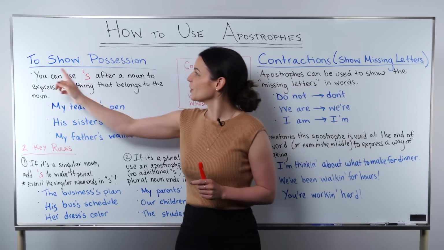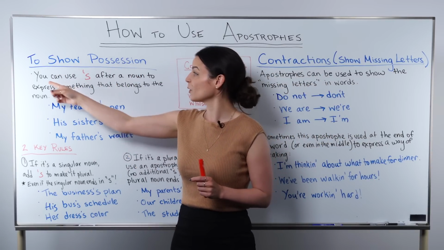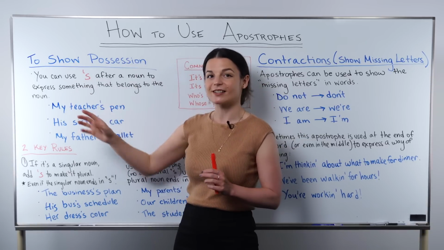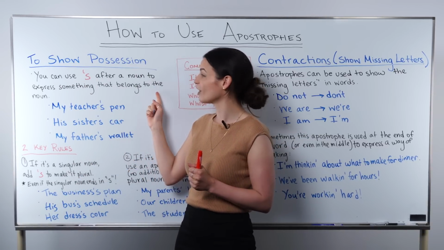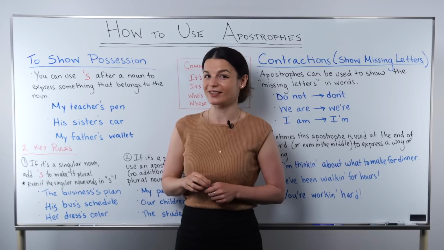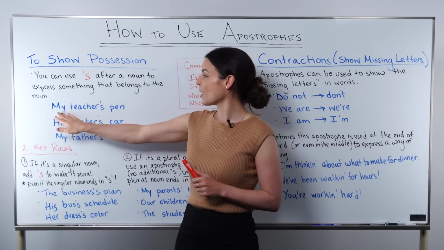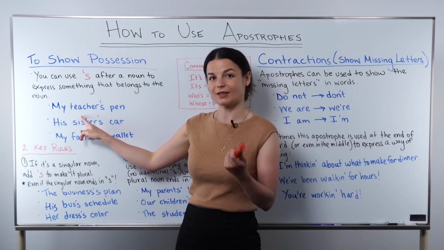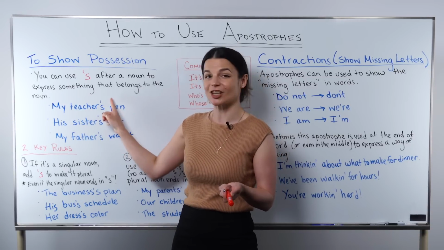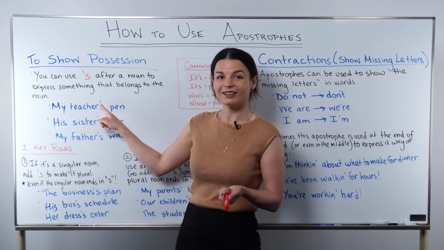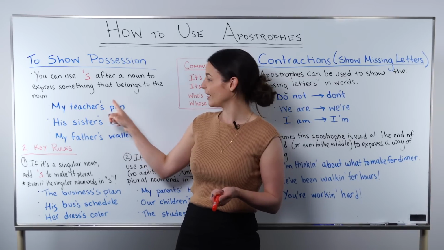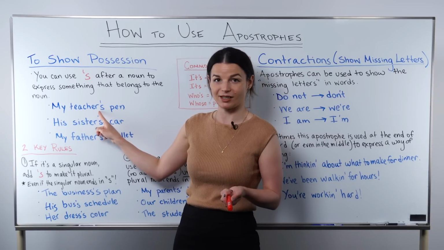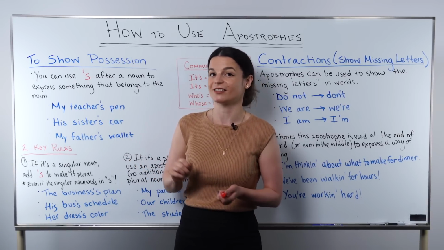So, to show possession with an apostrophe, you can use apostrophe S after a noun. So this expresses that something belongs to the noun. So let's look at some very basic examples of this. First, my teacher's pen. In this example, we have my teacher as the noun that we have to show possession for. We have the apostrophe here, and then it's followed by S. Next is pen. This shows that the pen is owned by my teacher. We can use apostrophe S to demonstrate this.